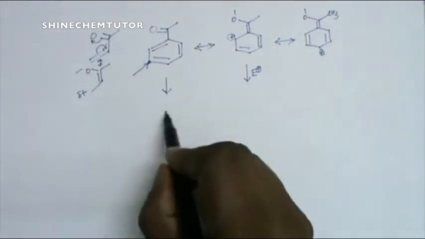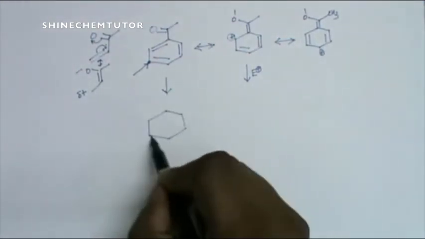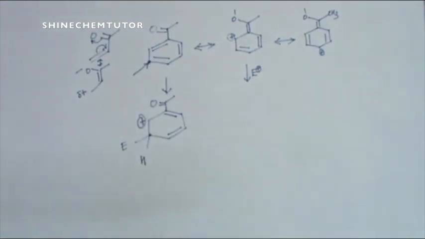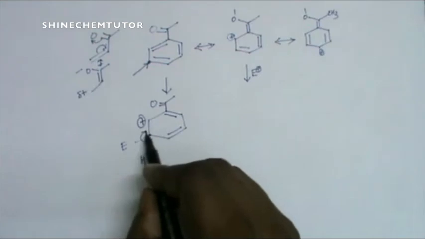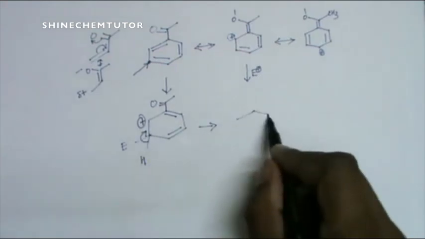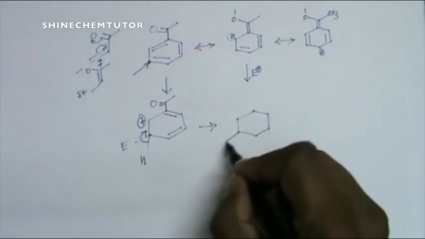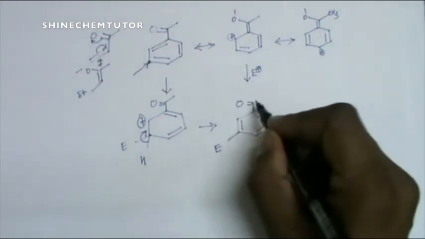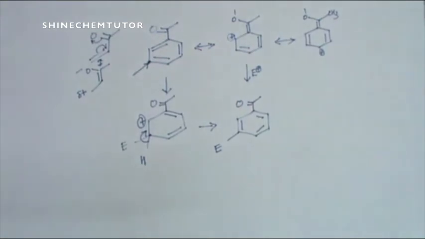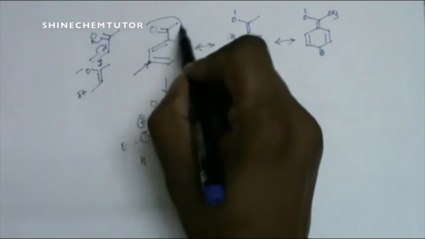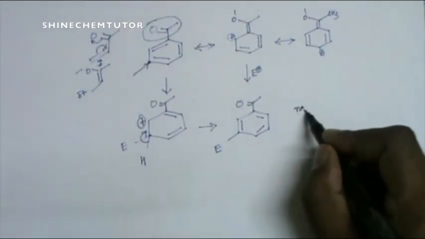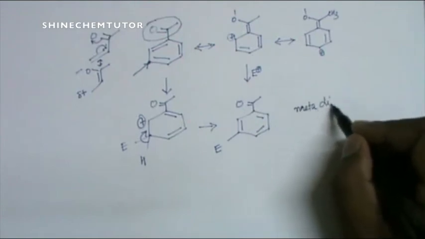This meta carbon is electron rich. So that will attack. We get this intermediate. After that, it will eliminate. We get meta substituted product. We got this because of the keto group. So keto is referred as meta directing group.